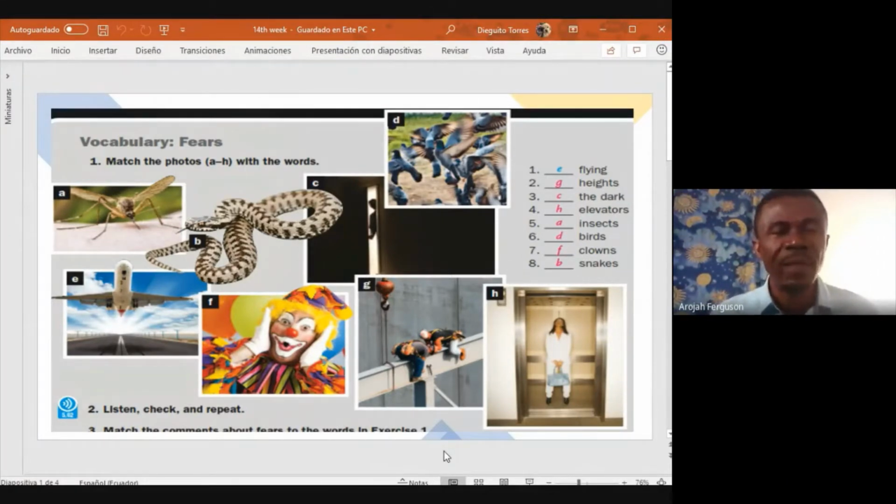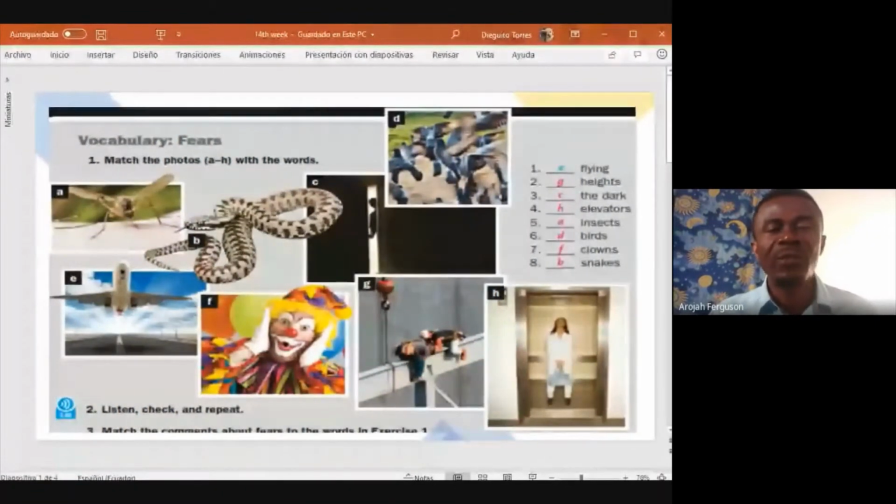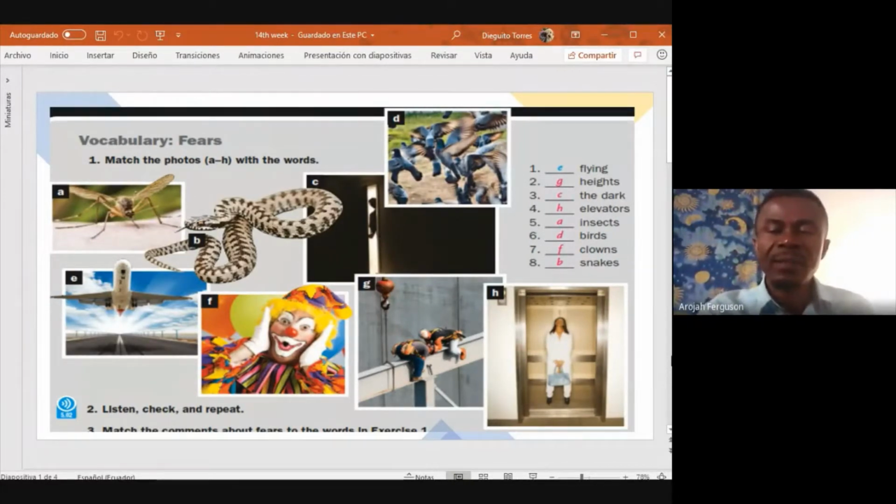For week 14. As you know, we are getting to the end of the year. So for this unit, we have to do a review of all what you've studied. And the review starts from now. So by way of introducing it, we'll have a vocabulary session and we'll have grammar. The grammar will have two parts.